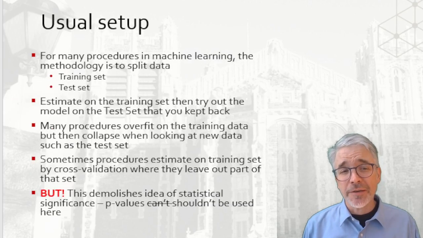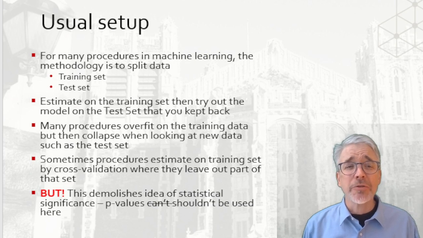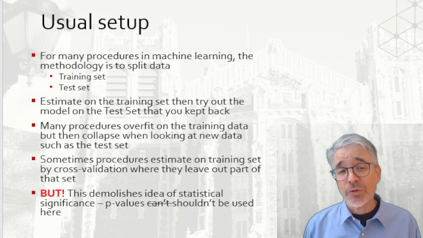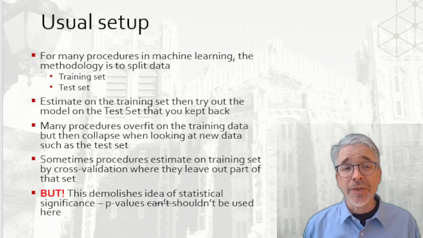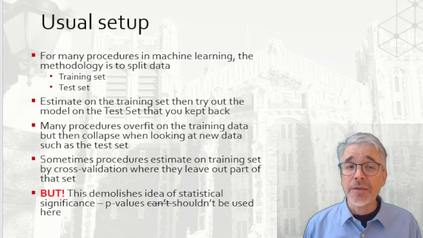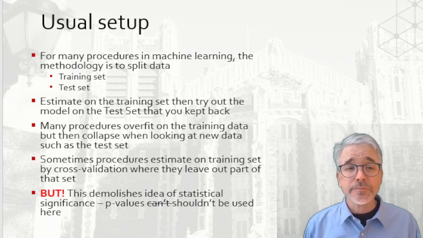So we usually take the data and split it into a training set and a test set. The training set, as it sounds, is where we're training the model to recognize certain variation and associate certain bits of variation with certain outcomes. We estimate the model on the training set. Then we try it out on the test set, which we kept back, we didn't let the model see. That allows us to judge how well the model can explain new data.